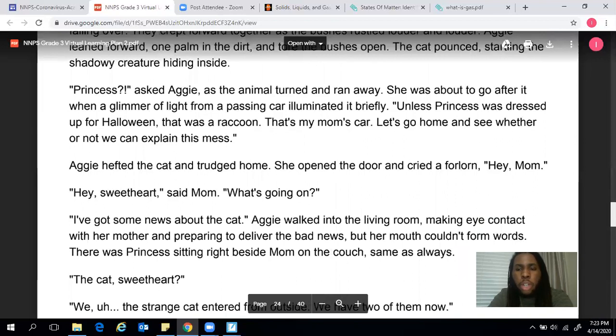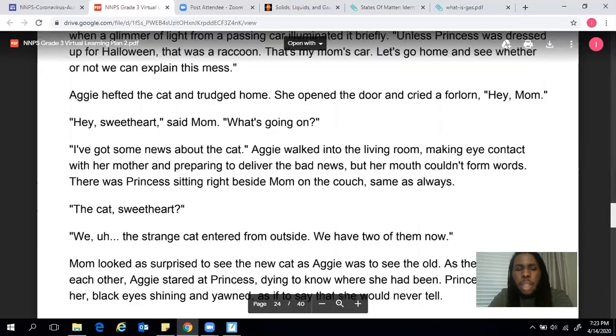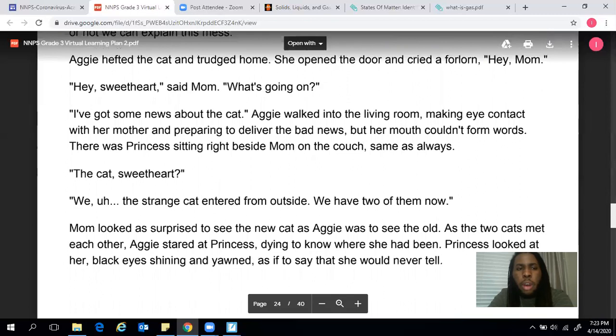She opened the door and cried a forlorn, "Hey, Mom." "Hey, sweetheart," said Mom. "What's going on?" "I've got some news about the cat." Aggie walked into the living room, making eye contact with her mother and preparing to deliver the bad news, but her mouth couldn't form words. There was Princess sitting right beside Mom on the couch, same as always.